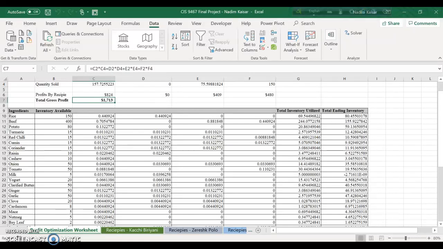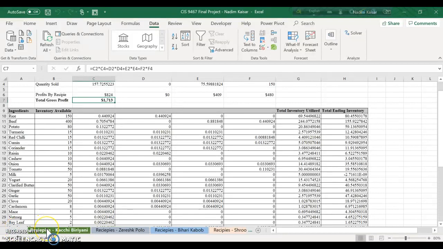Hello everyone. The topic of this CIS 9467 final project is to show a profit maximization model for a restaurant by using Solver. To build the Solver model, I have collected 4 recipes for the restaurant that I believe are going to be the best-selling dishes in the restaurant.